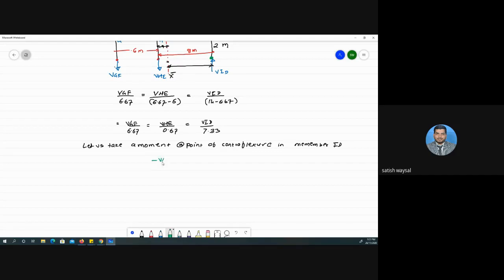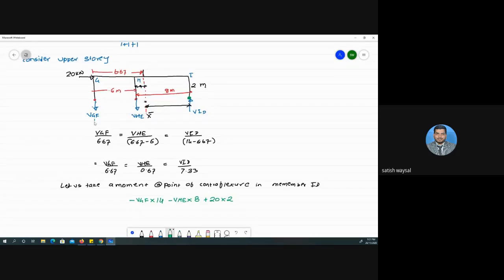So like minus VGF into 14 minus VHE into 8 plus 20 into 2. Remember this. VGF is moving in this direction. VHE is also moving in this direction, and this 20 will be moving about this point at this distance. The perpendicular distance from 20 is 2 meter. For this distance it is 8 plus 6, 14. For this distance it is 8 meter. So this will be the relation, and that is equal to 0.